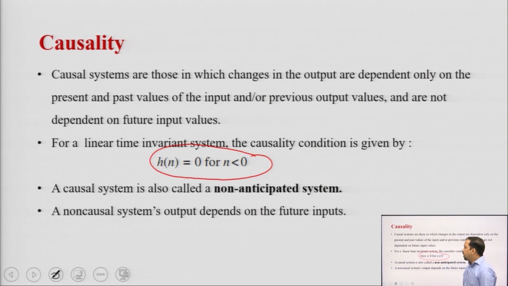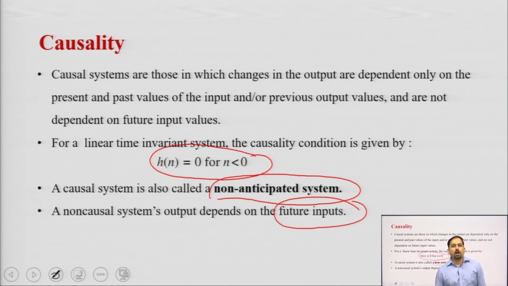Also we can say that a causal system is a non-anticipatory system, whereas a non-causal system, as I have already told you, depends on the future value of input. If the present output depends upon any future value of input, then the system is said to be non-causal. Generally in signal processing, non-causal systems are not physically realizable. So, we will see some questions on how we can identify whether the corresponding system is causal or not.